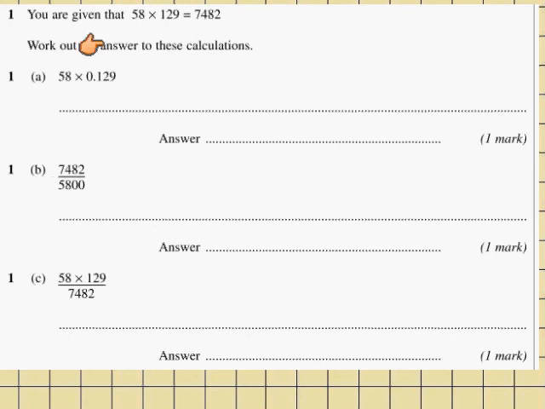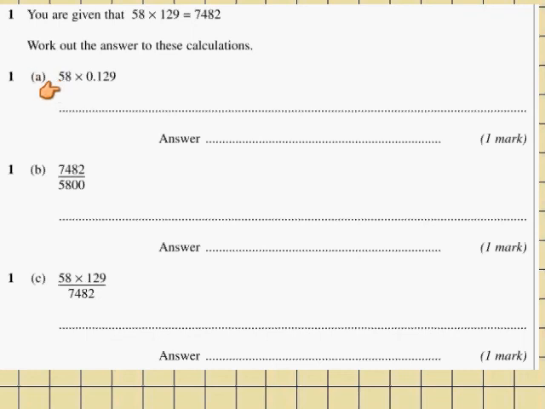The key to doing this question, I think, is this bit at the top here. 58 times 129 is equal to 7,482. They tell you this, and you can use this information to do these three questions. And if you look at the marks, part A, part B, part C are all worth just 1 mark. So that tells you that there should be a very easy way to do these. So don't start trying to do this the long way.